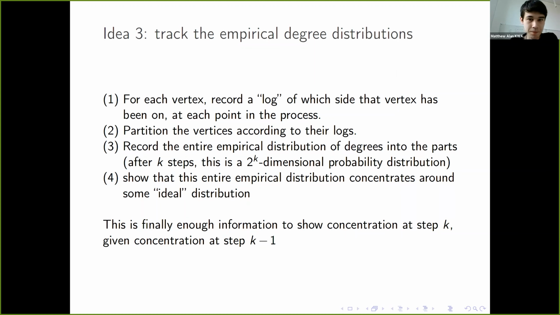Okay, very good. So the reason we need to track so much information is that you really do need to know the entire empirical degree distribution if I want to be able to understand the distribution at the next step. I need to understand the distribution of the degree of a vertex to understand how likely it is to have a certain friendliness, and to do that, I need to understand this entire distribution.